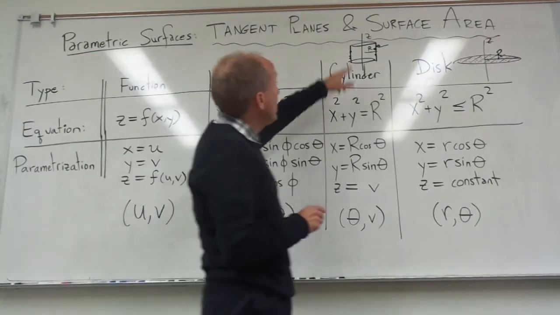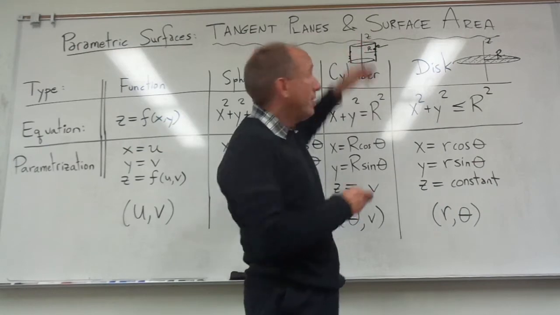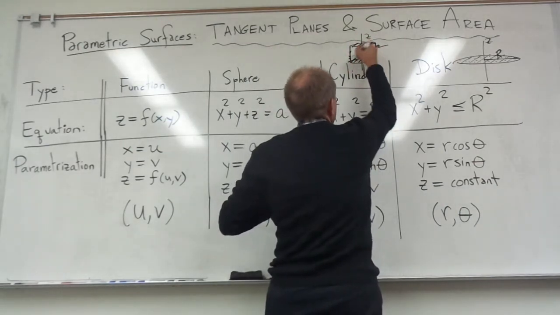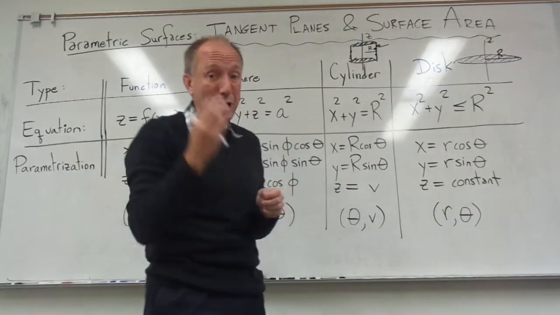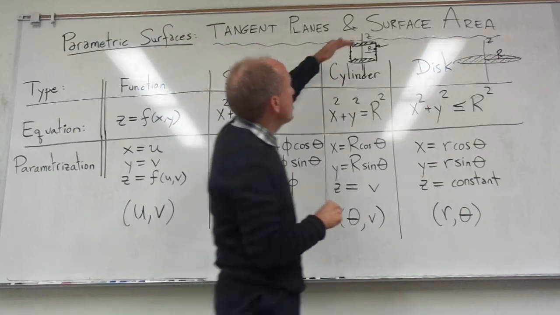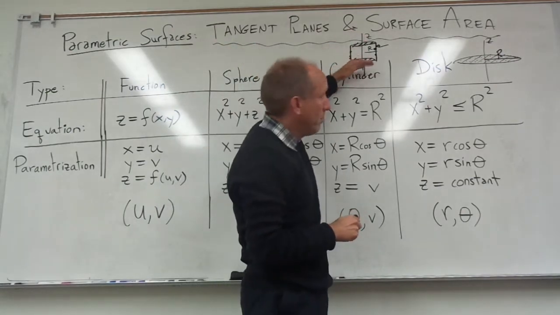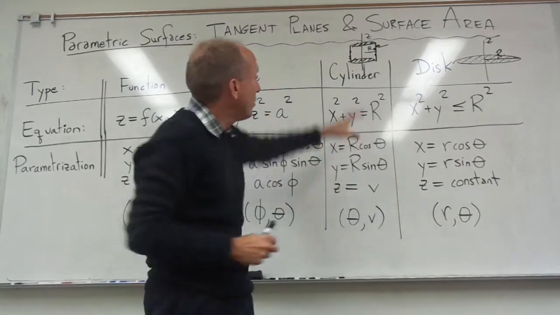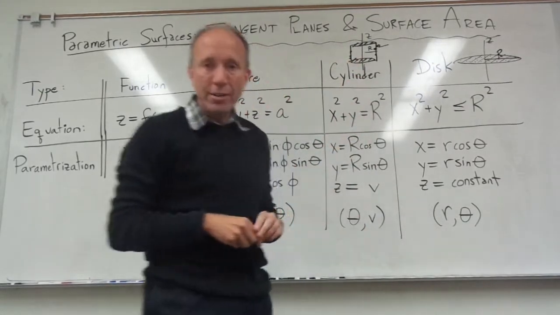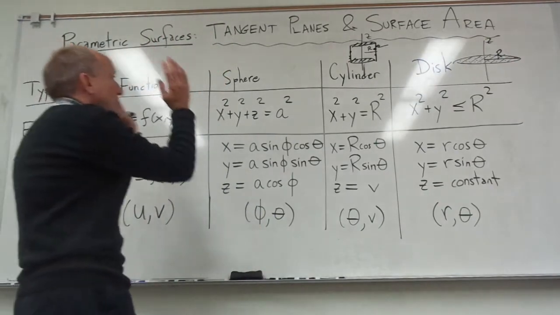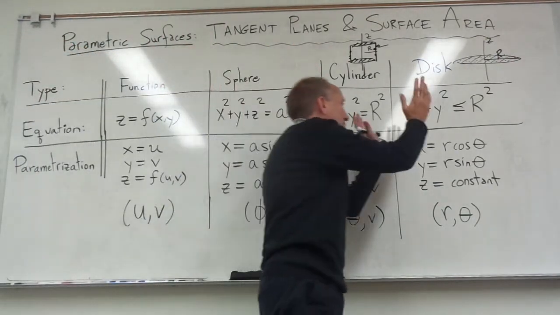If you have a cylinder that is closed, in other words, if you're including the top and the bottom as well as the side of the cylinder, that's actually three surfaces, isn't it? It's the disk on top, the disk on the bottom, both of which are handled over here, and then the curvy side of the cylinder, which is what this column right here is addressing. Okay? So we've got functions, we've got spheres, we've got cylinders, and we've got disks.